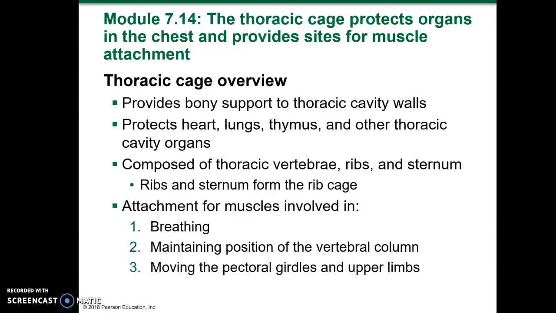So we had been talking about the anatomy of the skeletal system and bones, and we're up to the thoracic cage. The thoracic cage does provide support for the whole thoracic cavity, and keep in mind within the thoracic cavity you have the heart and the lungs, the thymus, and a few other thoracic cavity organs that are of lots of importance. The thoracic cage is composed of the vertebrae of the thoracic cage, the ribs and the sternum, and the ribs and the sternum do form the rib cage.